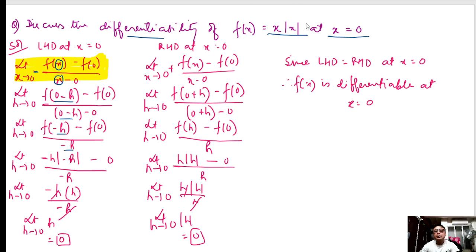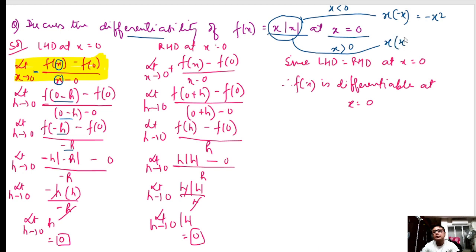Now if it is less than 0, this function will become x, and this is minus x, which is minus x square. And if it is more than 0, it will become x and x, which is x square. So for the left hand derivative, I will choose this function. So that is why, see, we are taking this, and the h gets cancelled, we are getting h. So limit h tends to 0, h will be 0.